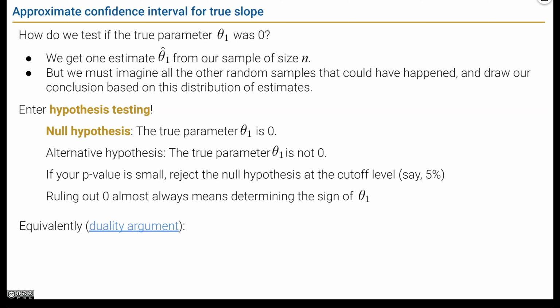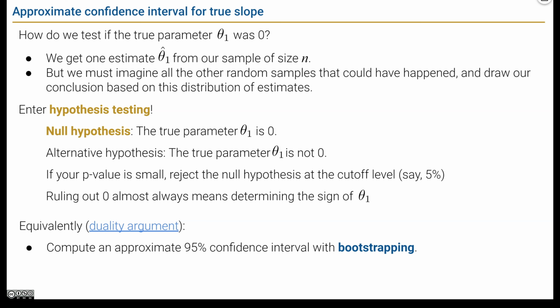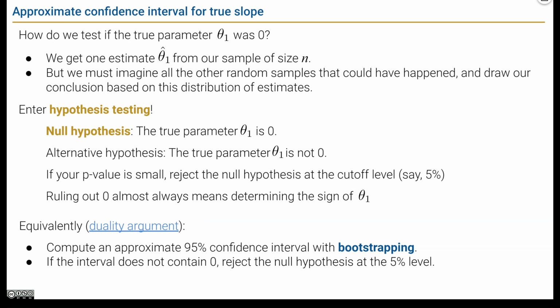If we don't want to do this just via hypothesis testing, we can use a confidence interval. So we can compute an approximate 95% confidence interval with bootstrapping. If the interval doesn't contain 0, we can reject the null hypothesis at the 5% level. So this is the same framework we used for simple linear regression. We're just going to extend this idea now for multiple linear regression.